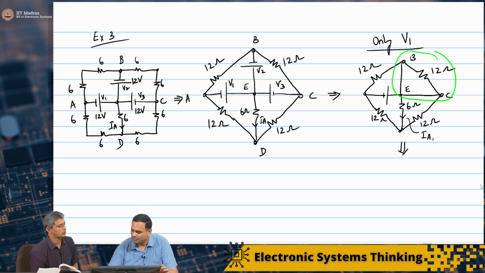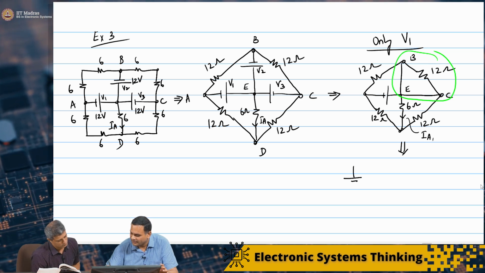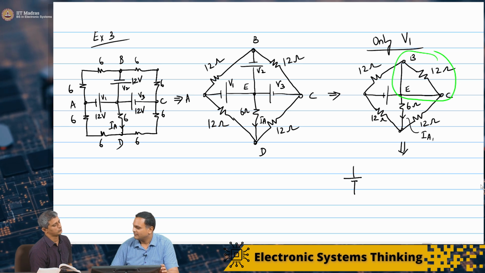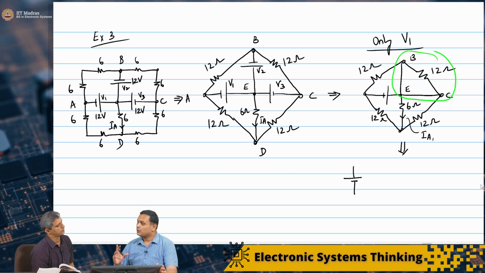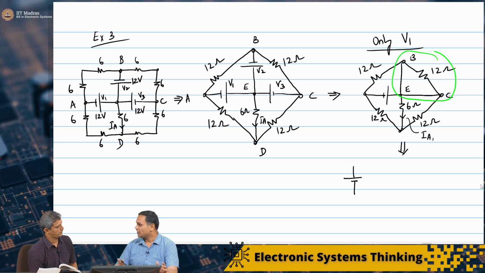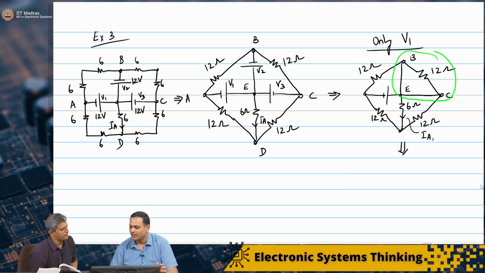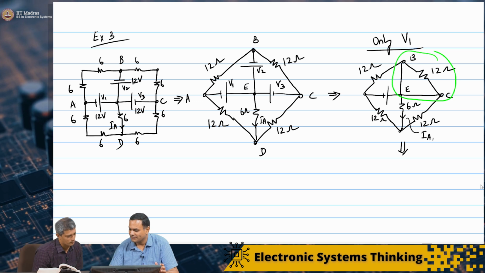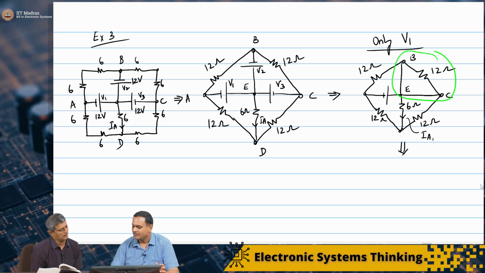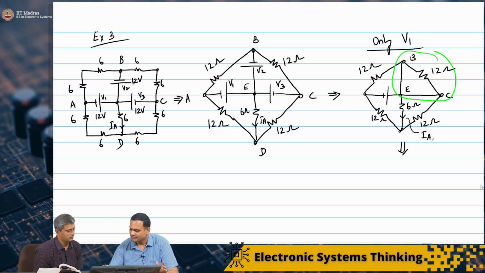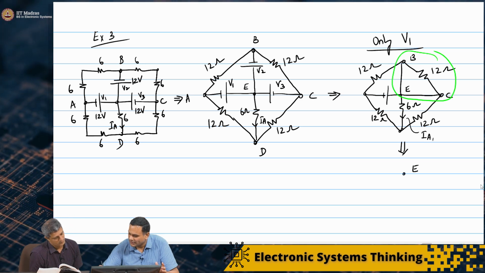I'll redraw it maybe like this, which is easier for students to understand. Better to keep the topology the same. We'll keep that topology first, and then we'll redraw it at the end when we bring it to the simplest form. So this B, E, C, we'll just call it E. So I have an E here.